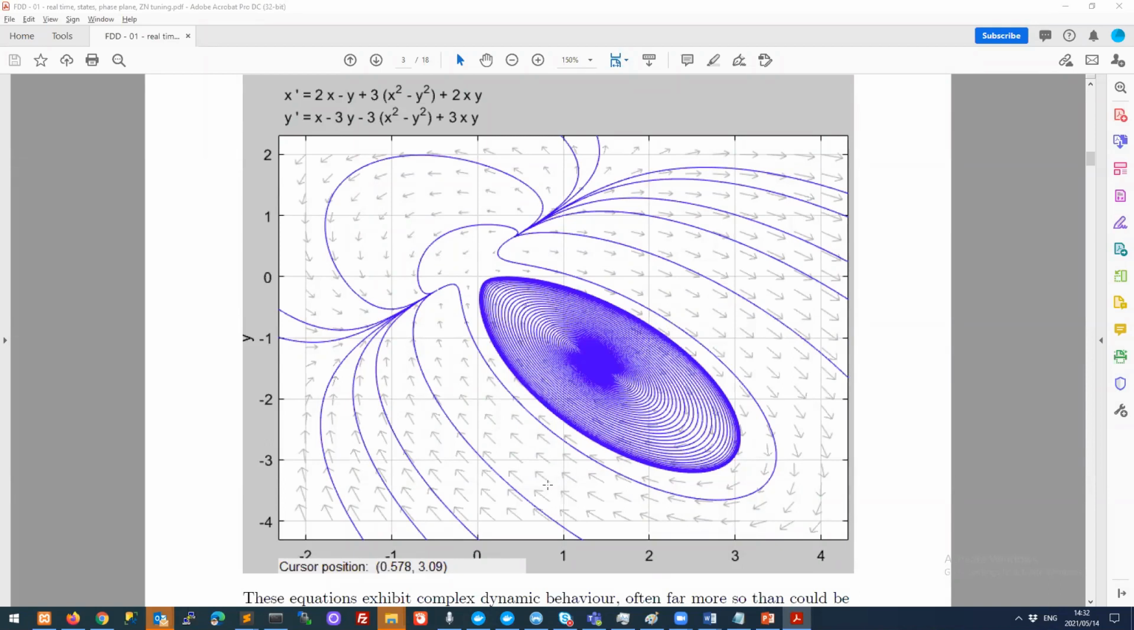So you've got this Poincare map, so you've got the vectors, and then if you choose to specify an initial condition, then you can integrate it to get the curve, and you can plot the integration result on here.